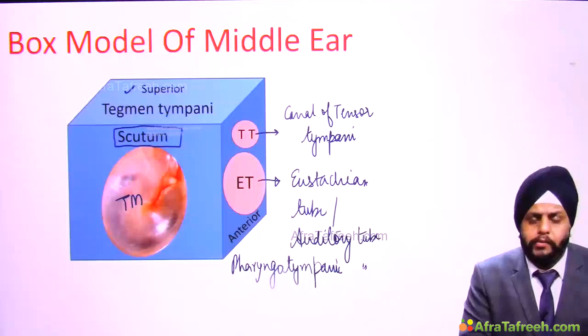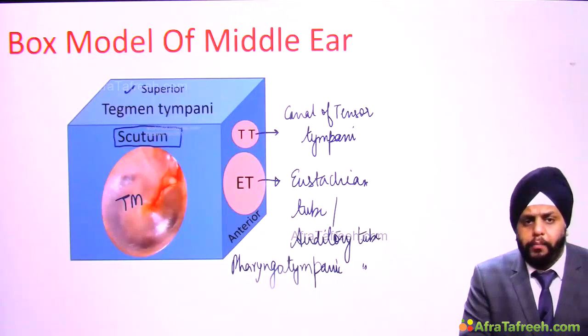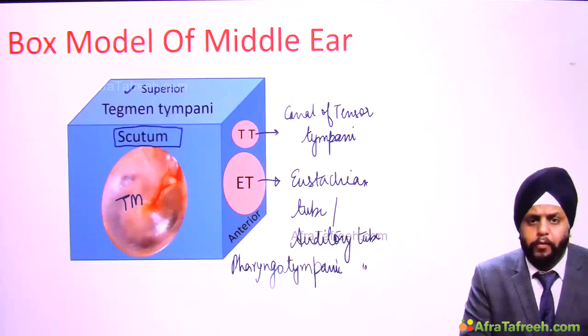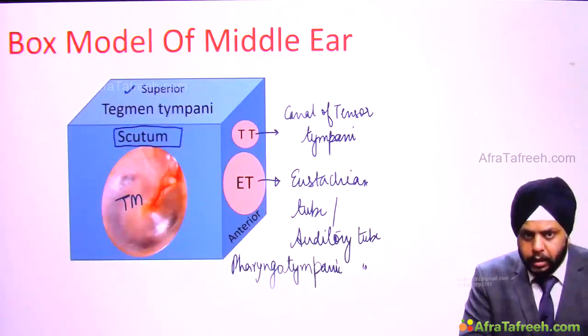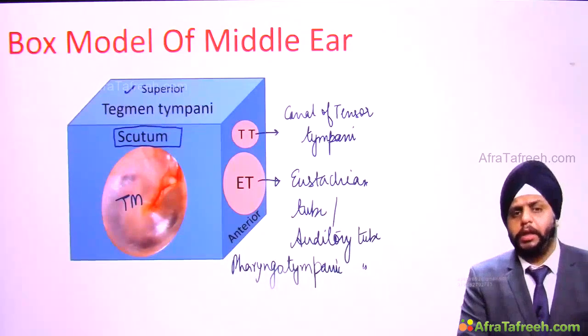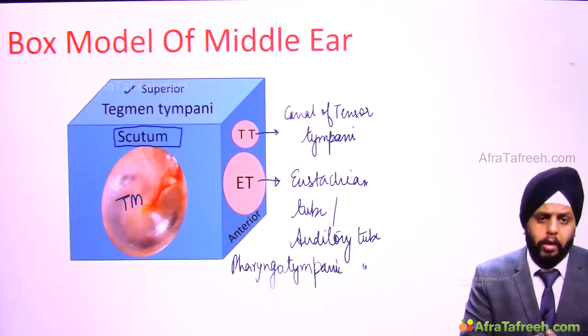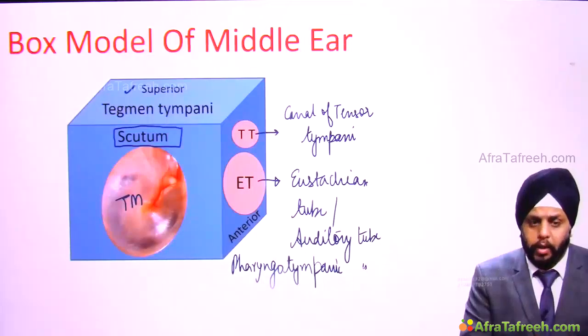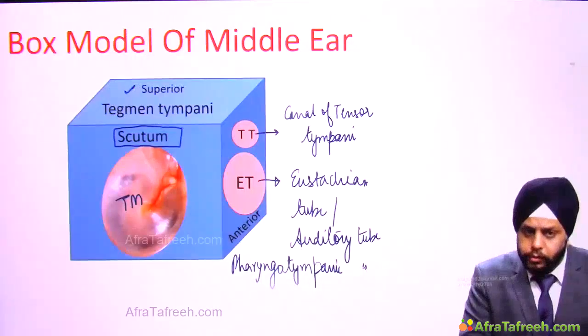So there are two openings in the anterior wall: a bigger lower opening, that is the opening for eustachian tube, and an upper small opening, that is the opening for canal of tensor tympani. Right? Now we are able to see the three walls, but we are not able to see the remaining three walls. Why? Because right now this box is closed.